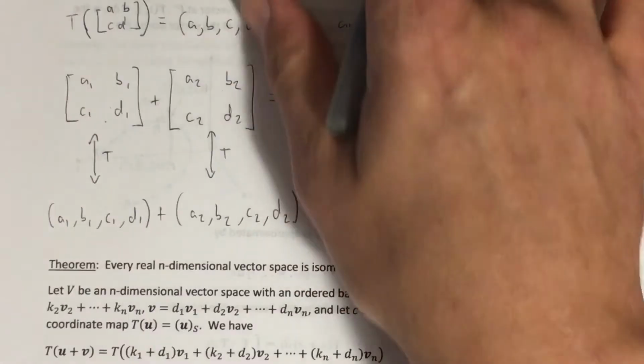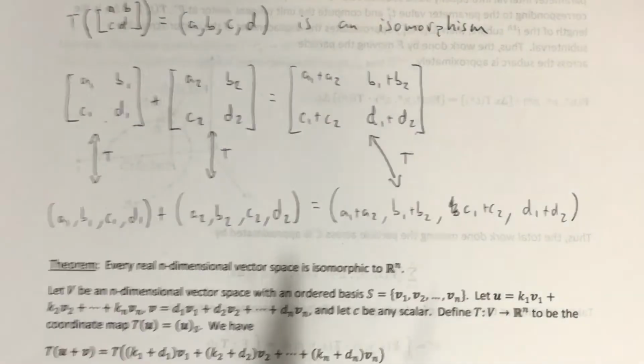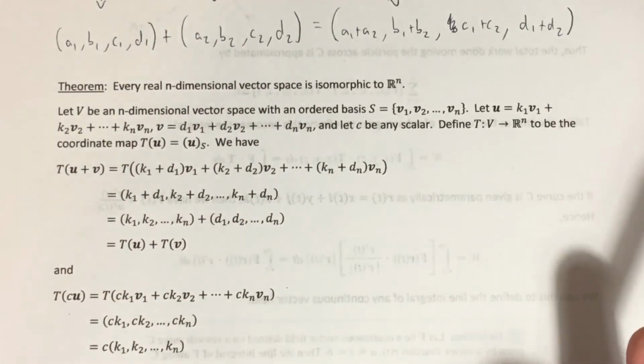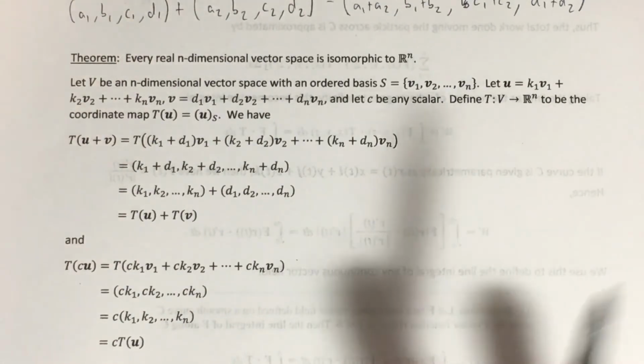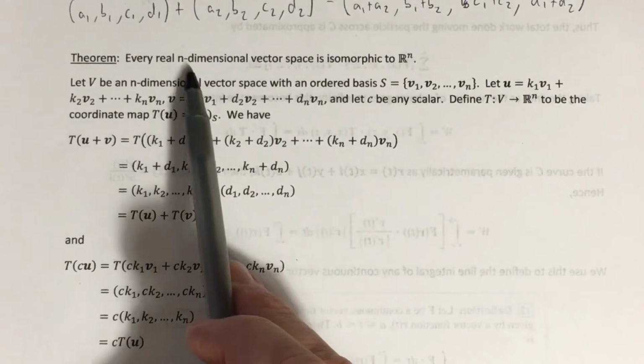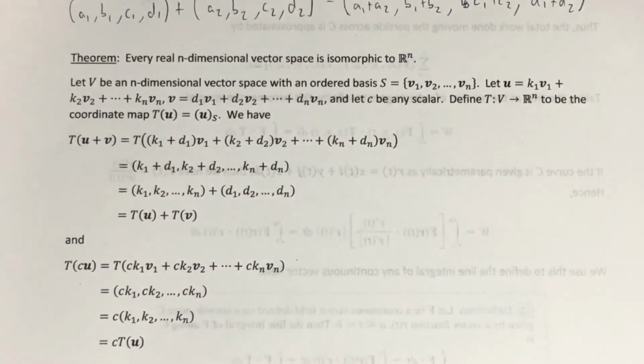Now, that's one case of an isomorphism. But the point of going into 8.3 at all, I was originally going to skip this section, but the point of going into it at all is to establish this extremely, extremely important result in all of linear algebra. This theorem which says that every real n-dimensional vector space is isomorphic to Rn. All of them.